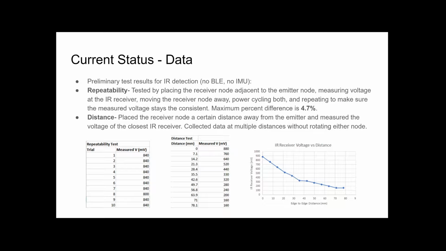So I've provided all of the details here for anyone who wants to look in depth later. But to summarize, we tested for repeatability, so making sure that on every power cycle we'll get the same results. The maximum percent difference we got was about 4.7%. In terms of distance, we took each node and placed them a measured distance apart and measured the voltage at the receiver. And with that, we plotted this exponential looking graph down below here in the bottom right.